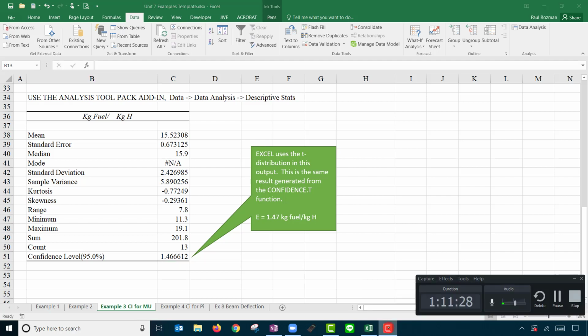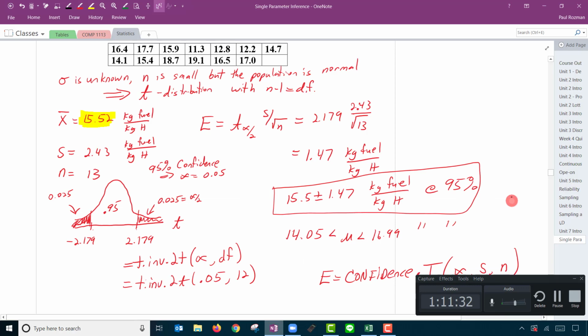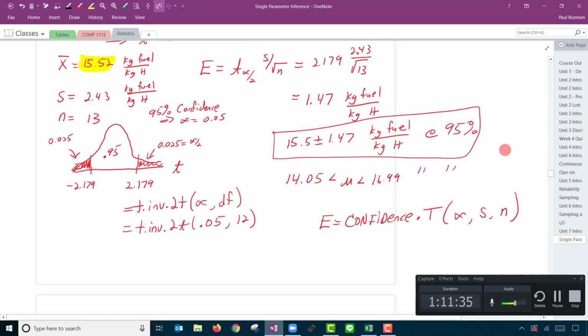I think that's a good place to stop this video. We'll continue on next time, and we'll make confidence intervals for proportions. And then we'll move into another topic where we're going to start hypothesis testing.